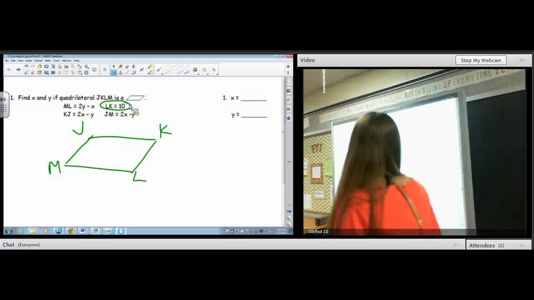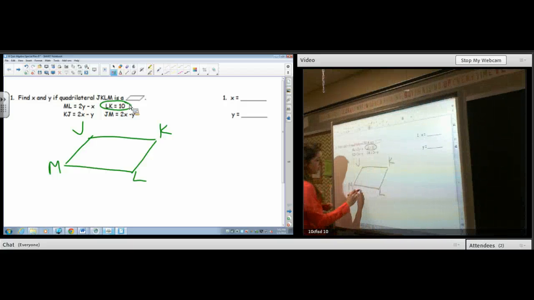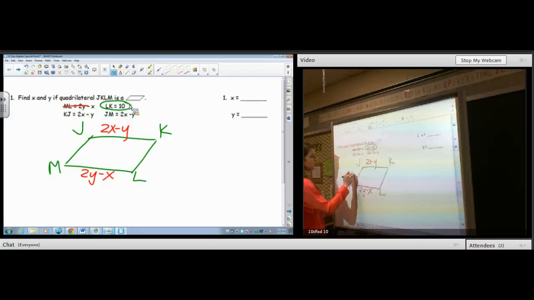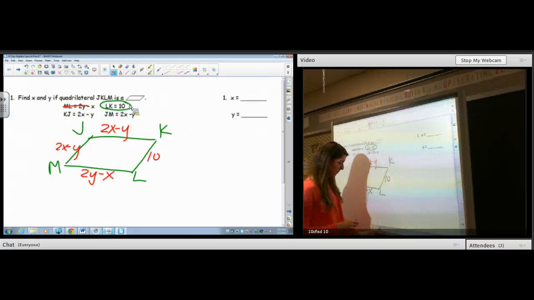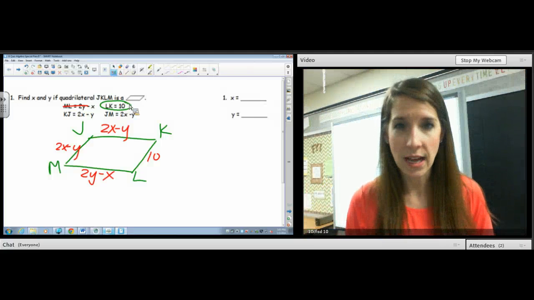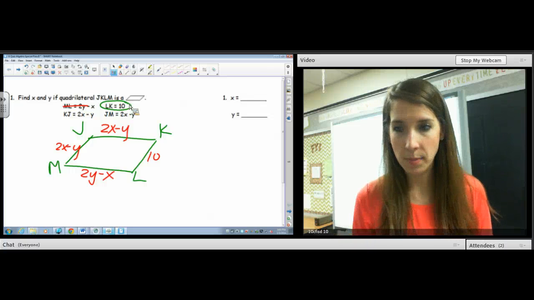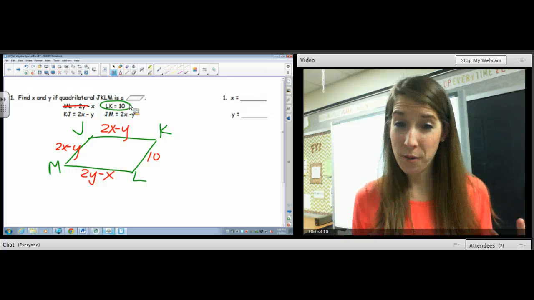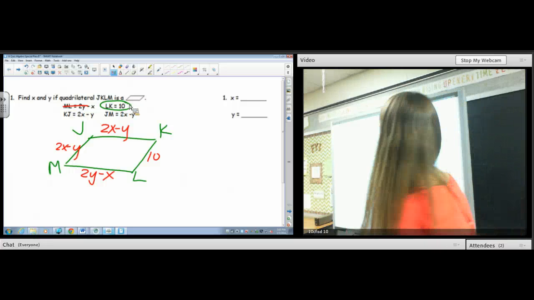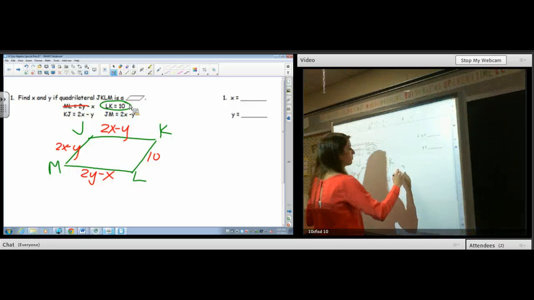Now we're going to label our sides. ML is 2y minus x. So I've used that one. KJ is 2x minus y, JM is 2x minus y, and KL, that's nice, 10. Okay. Now we know one of the properties of parallelograms is that opposite sides are congruent. So we're going to set our opposite sides equal to each other. I know there's two variables going on, so I'm assuming I'm going to have a system. So I'm just preparing myself for that.